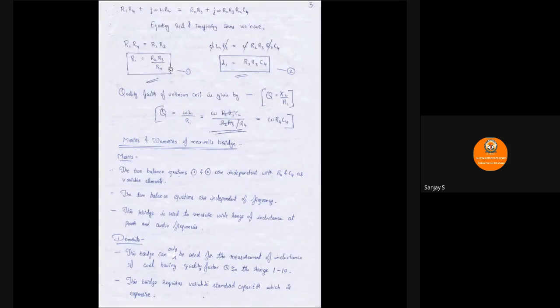Then whenever you deal with a coil, we are always interested in knowing its efficiency, that is nothing but the quality factor. Quality factor is given by XL by R in general. Pertaining to this case, it is XL1 by R1, so omega L1 by R1, where we substitute the expressions for L1 as well as R1 that we have got over here. So omega into, in place of L1 we write R2 R3 C4, and in place of R1 we write R2 R3 divided by R4. If we simplify, we get omega R4 C4. So this is the expression for the quality factor of a coil.